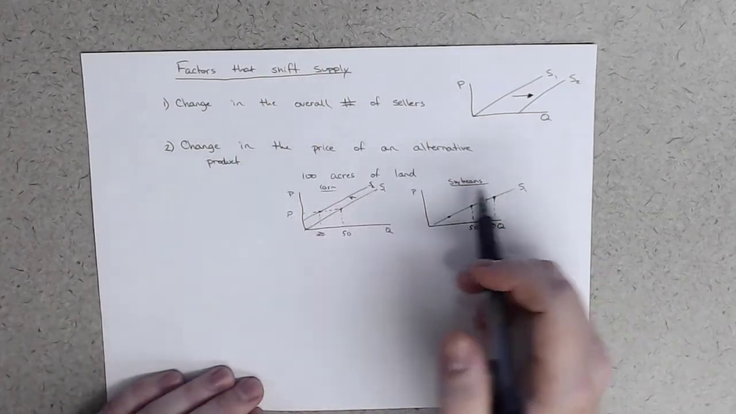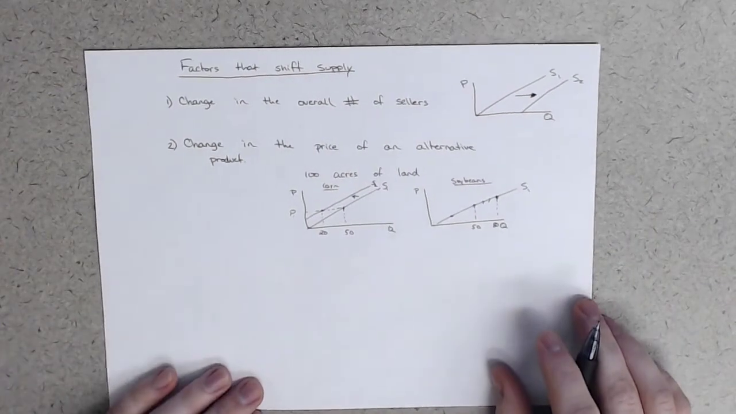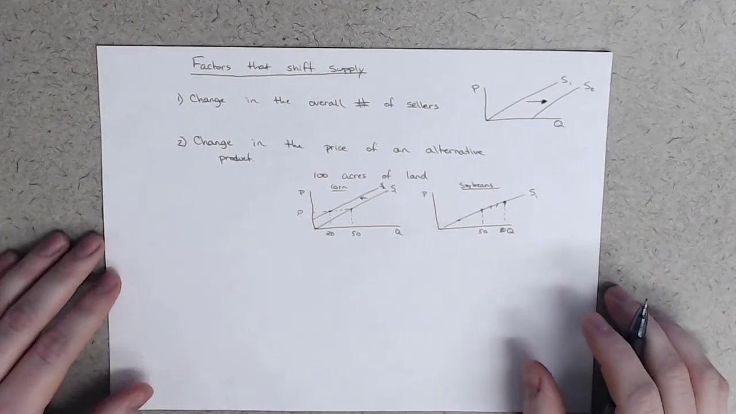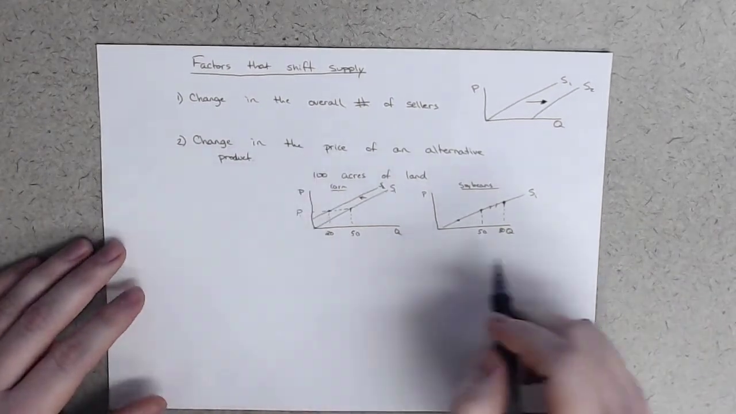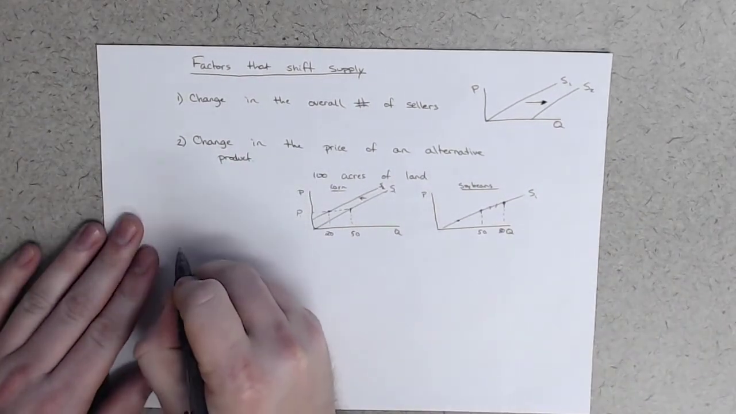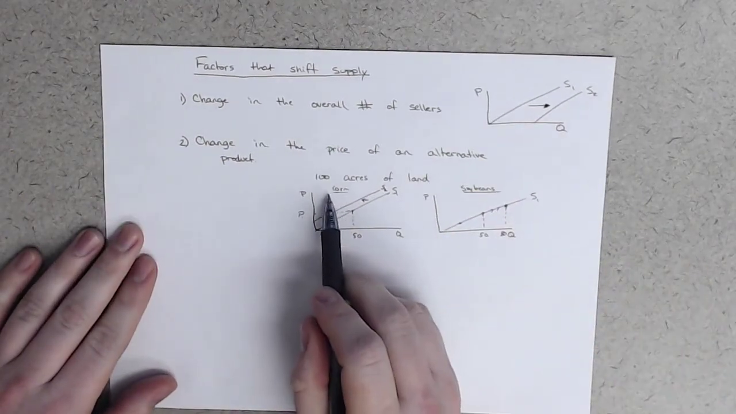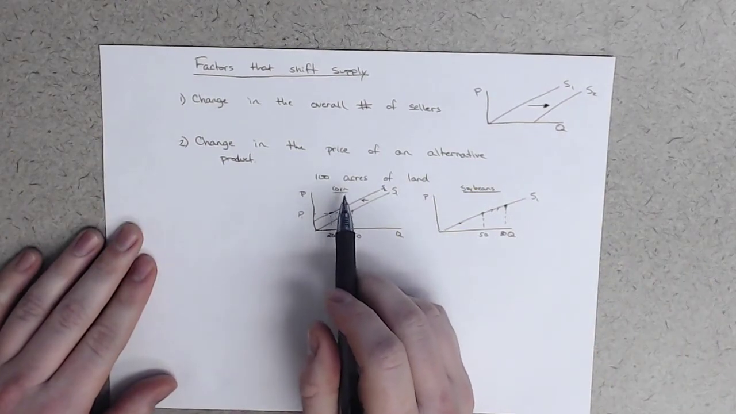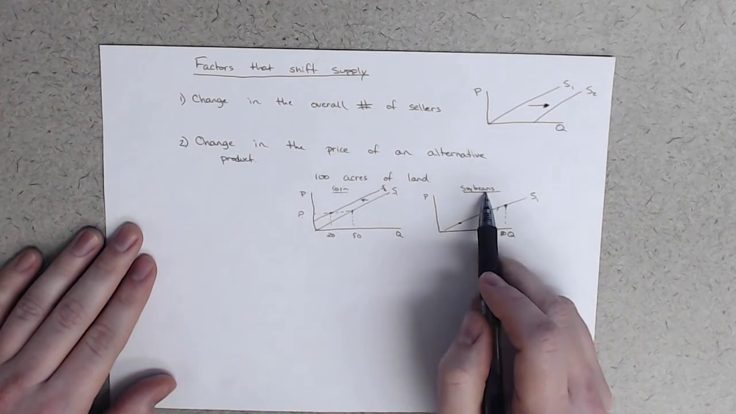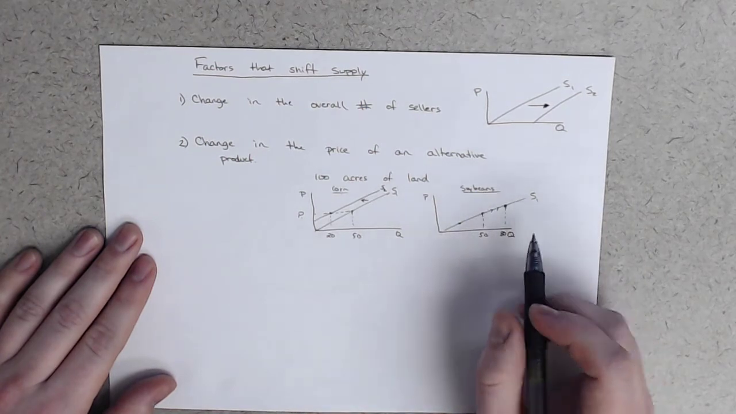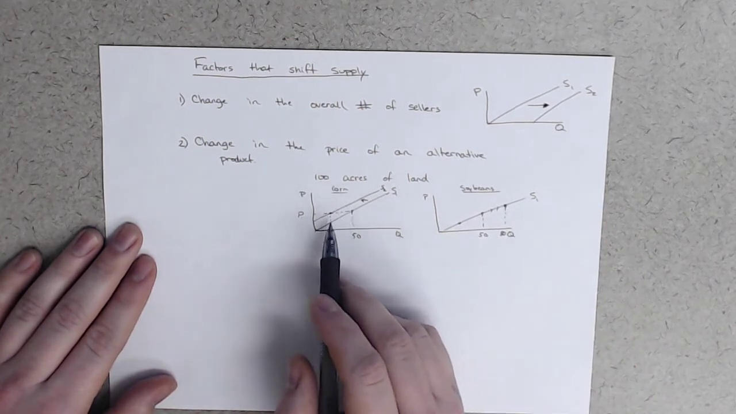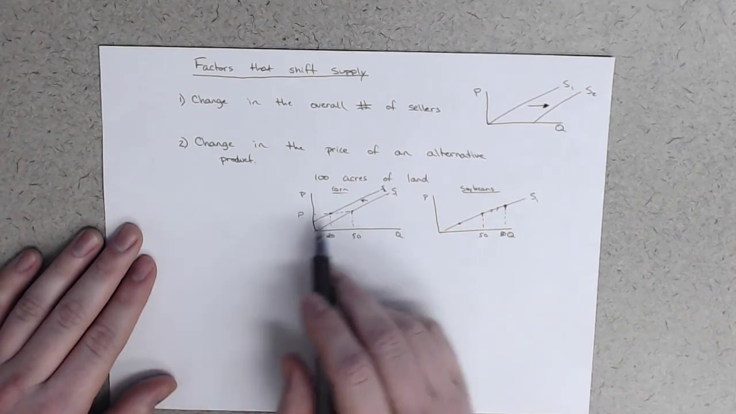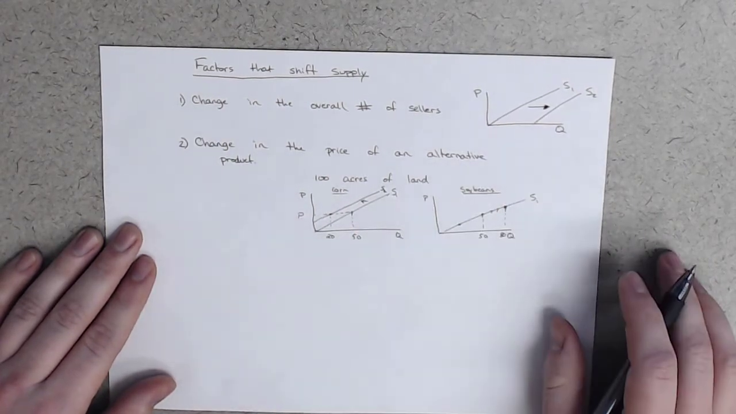Okay, so a change in the price of an alternative product also does shift the supply curve. Okay? But it's important to note that the price of corn in this example was not changing. Right? Only the price of soybeans was assumed to change. Okay? Corn, the price didn't change, but we still grew less of it, which means the supply curve had to shift left.